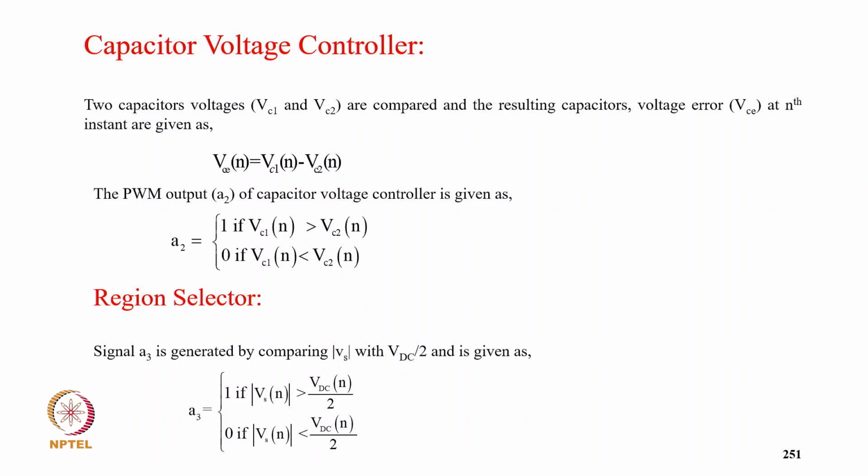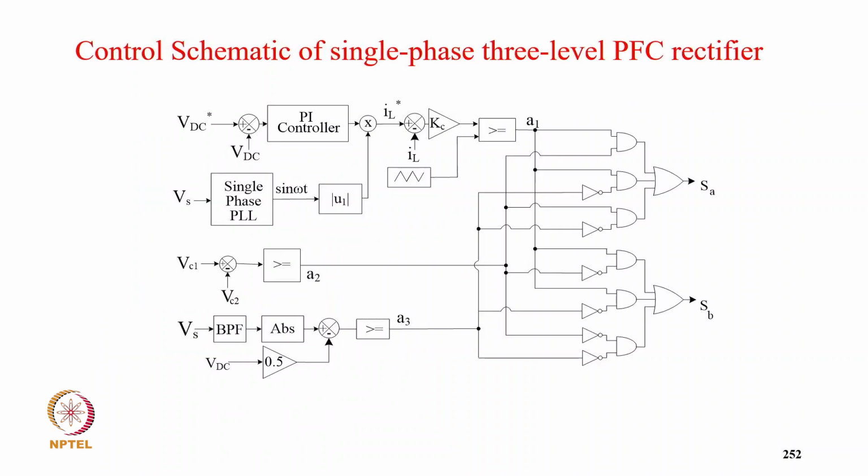For the region selector, the signal A3 is generated by comparing VS with VDC by 2 and is given as 1 if the absolute VS is greater than VDC by 2, or 0 if the absolute VS is less than VDC by 2. And the control is typically the same for single phase and 3-phase.